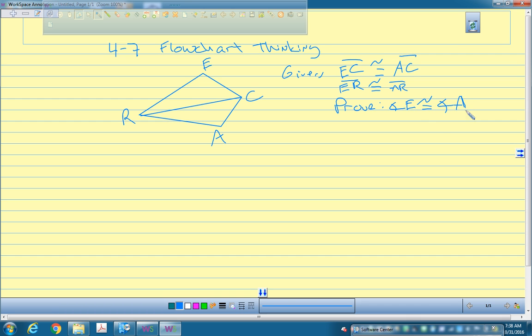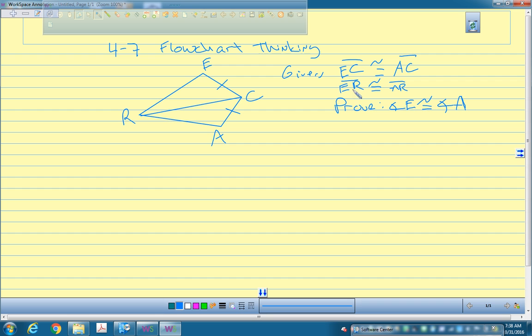Okay? So this is just a continuation of what we did the other day, except we're going to organize it into a flow chart. Okay? So if I see this, when I'm given something, usually I go through and I mark up my picture. So usually you'll have a picture, you'll always have a picture, for most of the time. Okay? And you'll mark it up. So EC congruent to AC, you mark that like that.